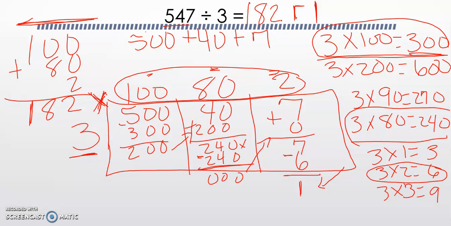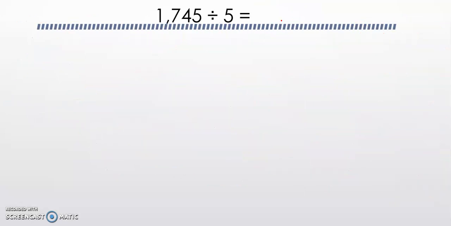All right, let's try another one. And please feel free to pause the video and try to work the problem yourself and then press play to check your work. All right, so this time I have 4 digits in my dividend. So my expanded form would be 1,000 plus 700 plus 40 plus 5. And yes, I can hear you guys now. I forgot my comma. Okay.